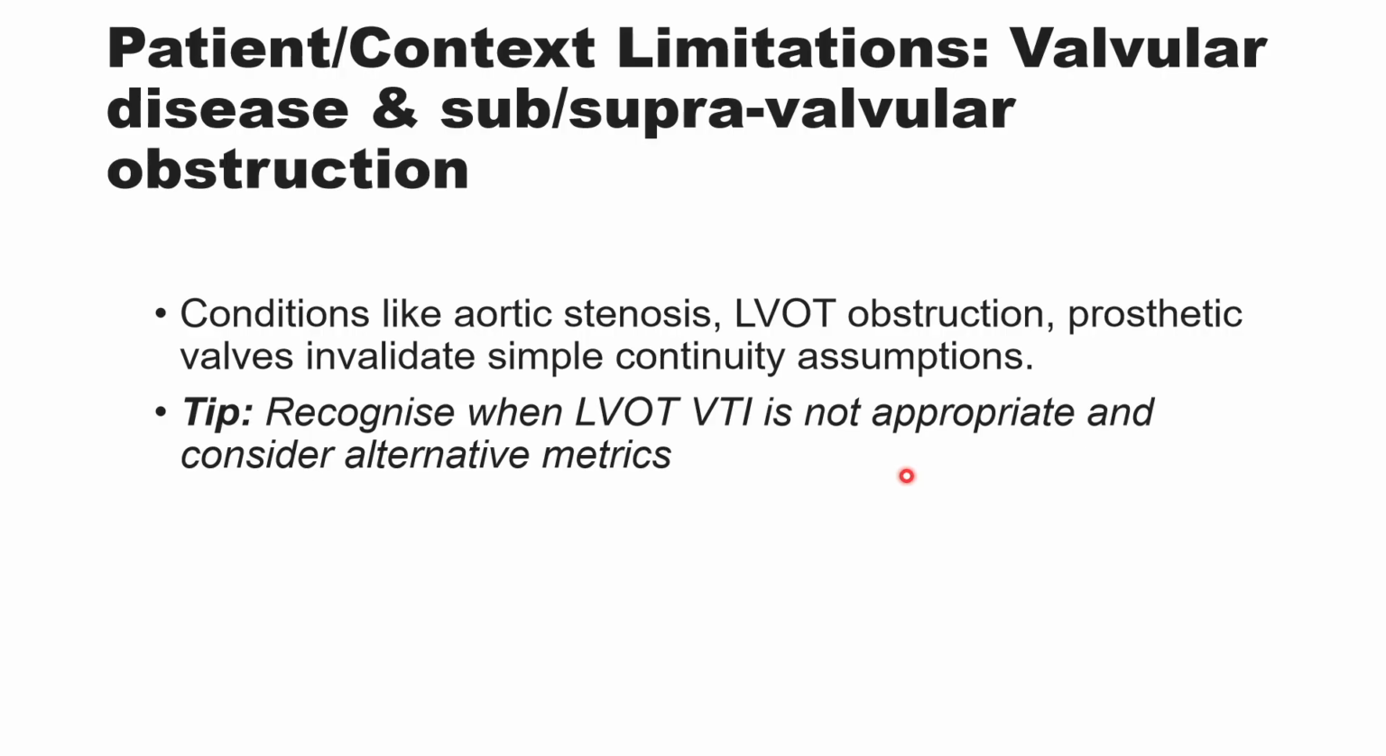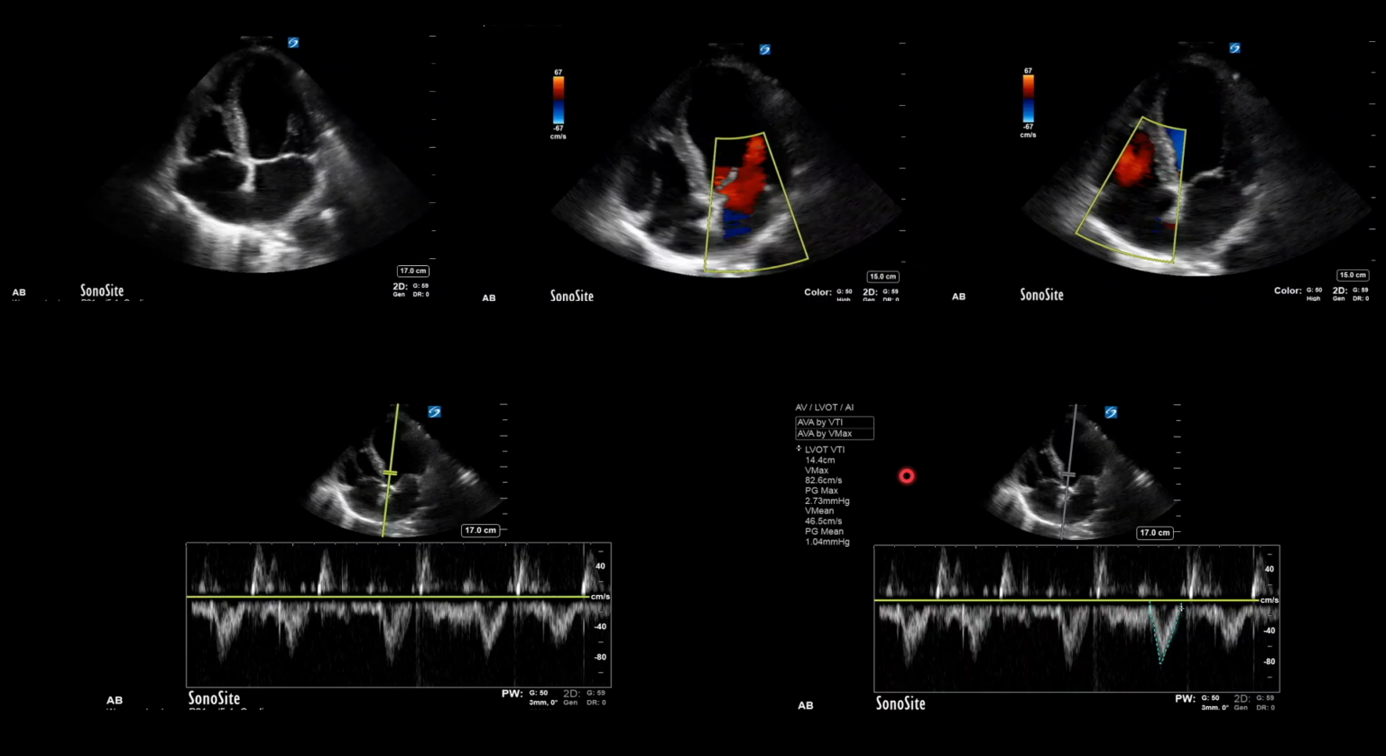Another contextual limitation is valvular disease. I'm sure you will come across many patients who have valvular disease like aortic stenosis, left ventricular outflow tract obstruction like hypertrophic obstructive cardiomyopathy, or maybe prosthetic heart valves, and that can make it a big challenge to get a realistic LVOT VTI. So how do we address this? First of all, we need to recognize when LVOT VTI is not appropriate and consider the alternative measures.